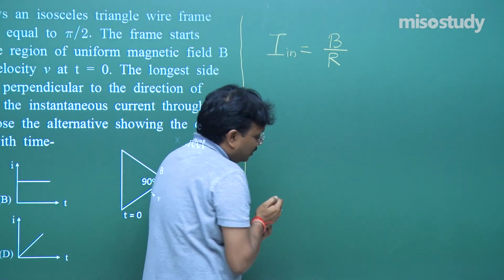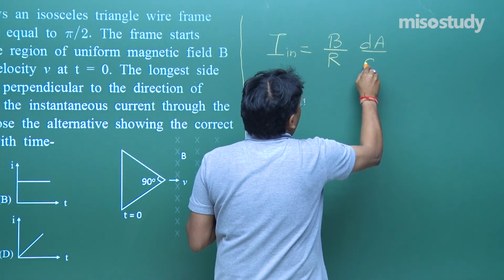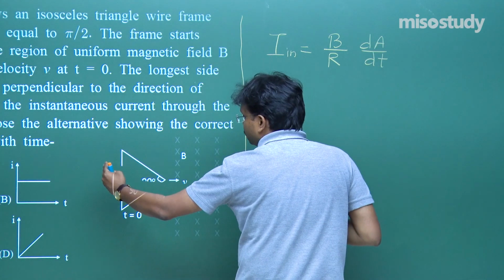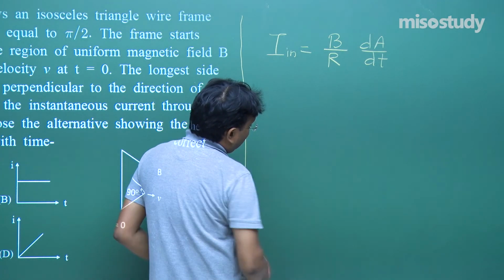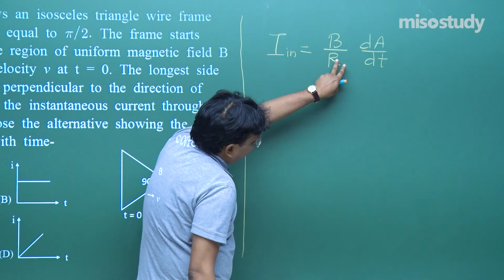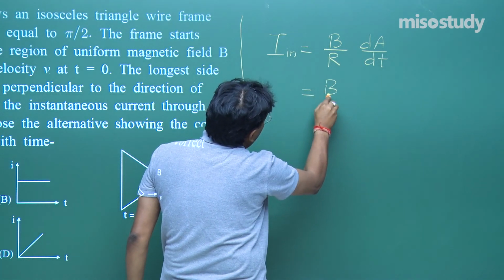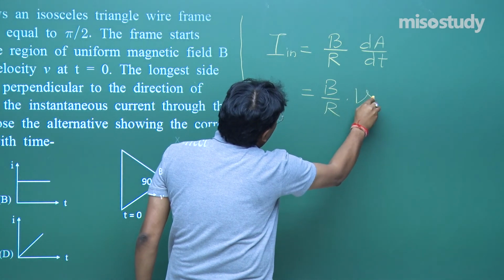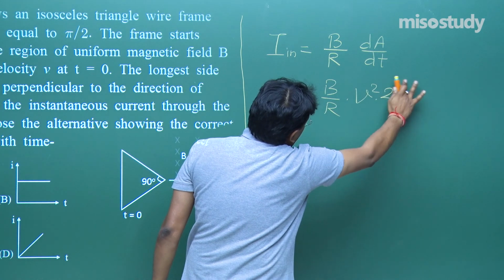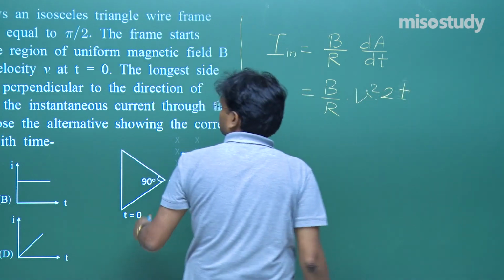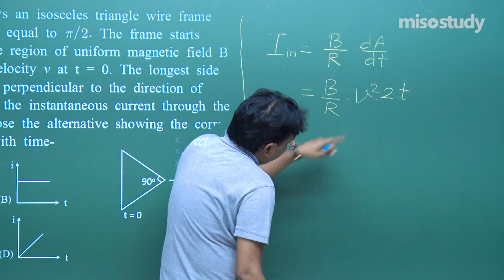Fine. This is something that is a good habit to practice writing again and again, that is B upon R, resistance, magnetic field, that is B upon R dA by dt. Area is changing because of the entering of this triangular shape, fine. Now, what exactly is essentially required, that is B upon R into V square into 2T, as from this relation, okay. So, B upon R V square into 2T.